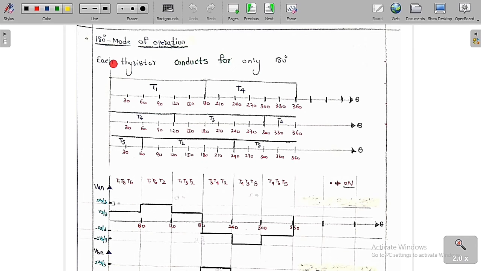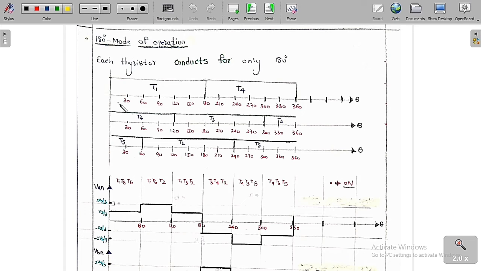Here each thyristor conducts for only 180 degrees. That is the reason we call this the 180-degree mode of operation. Each thyristor in this circuit is going to conduct for only 180-degree time, only for this range. Because of this we call this the 180-degree mode of operation.